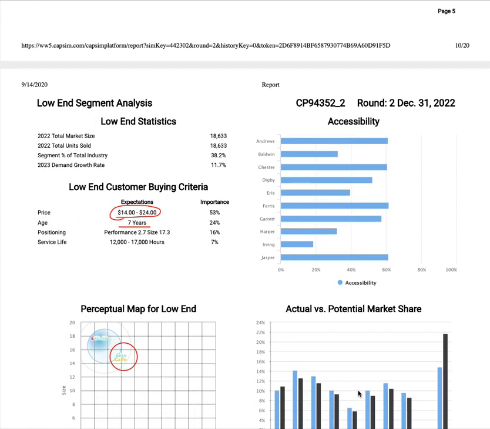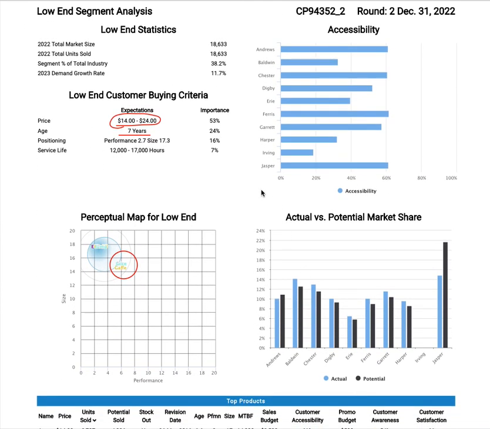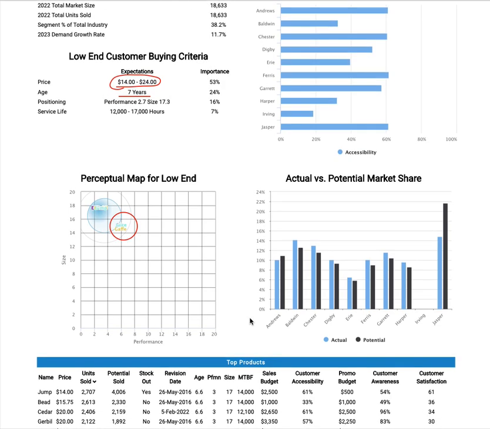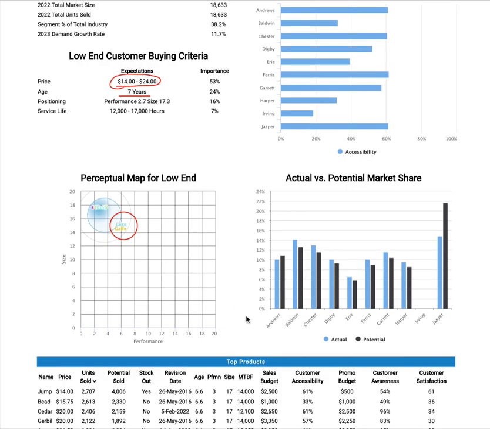Okay. Now for low end, the price range is lower, right? It's also $14 to $24. Age is about 7 years. You can see some of the products are out of the circle here. So if you are one of those teams, pay attention to those things. It's not within the circle. And the majority of the teams actually hit the ideal spot. That is really good, because that's where the customers will buy, and you make the most sales.